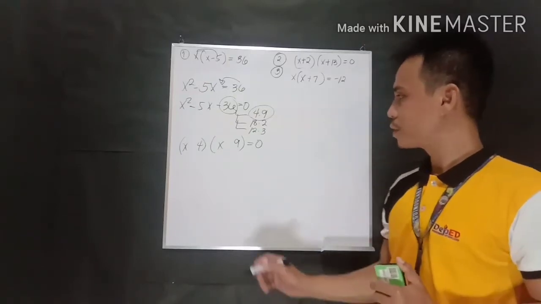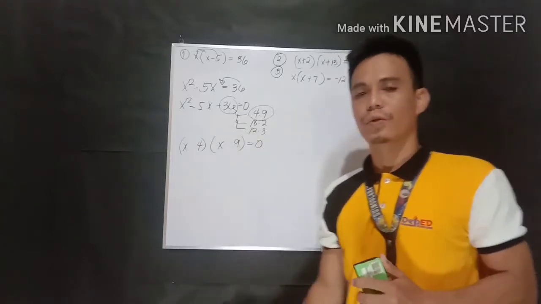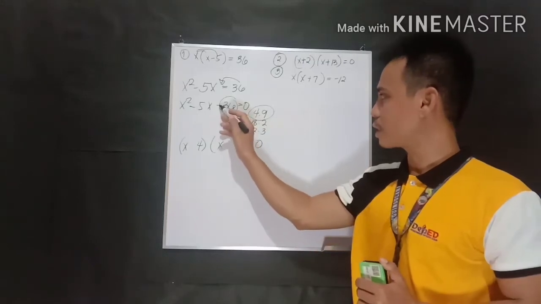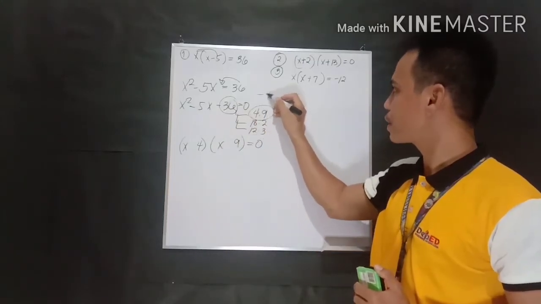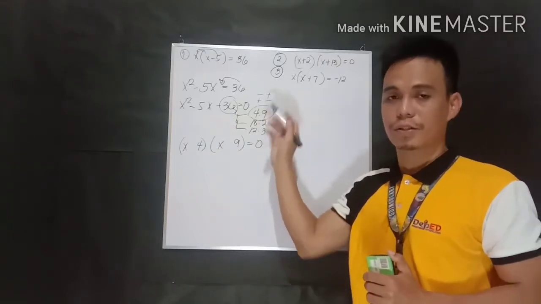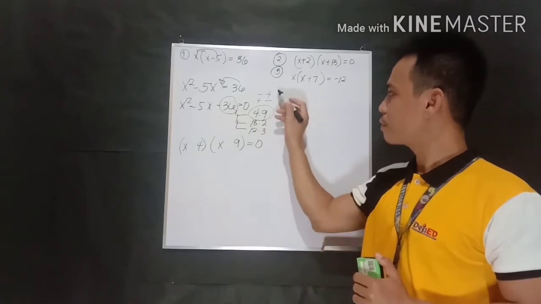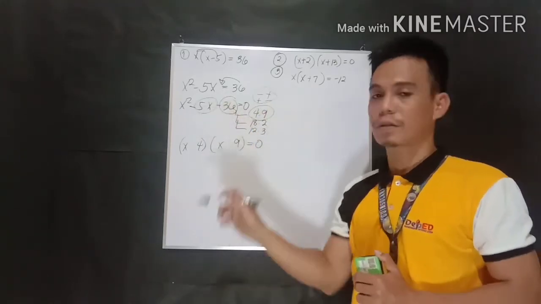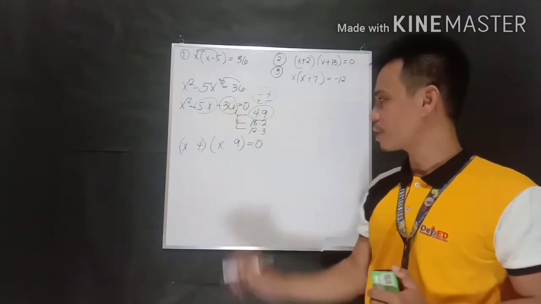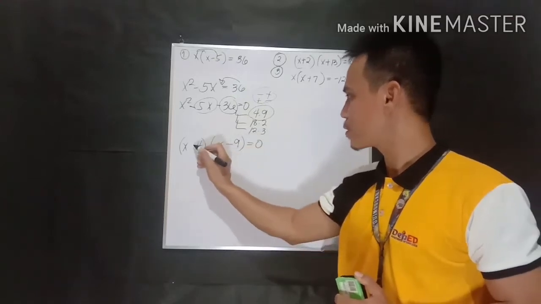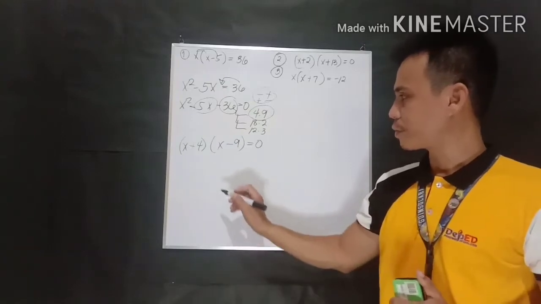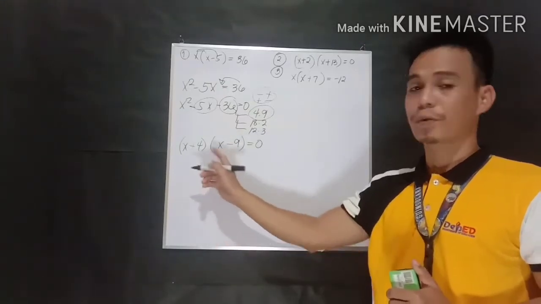multiplication. Okay, so, how to identify what sign will be used? Tignan natin, negative. So therefore, either positive and negative gives us a negative product. Then, titignan natin yung linear part, which is negative. So therefore, the larger number would have the negative sign. So, negative 9, and this one is positive 4. Okay? Very good. Then, equate separately to 0.